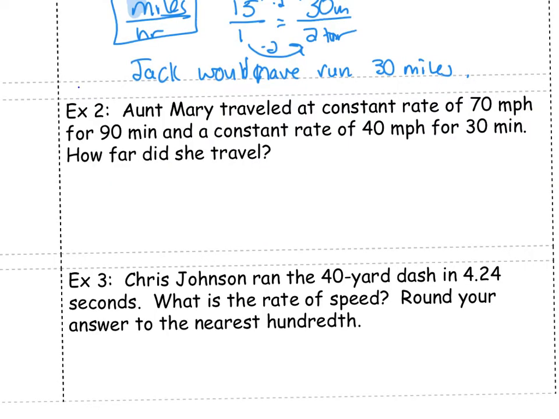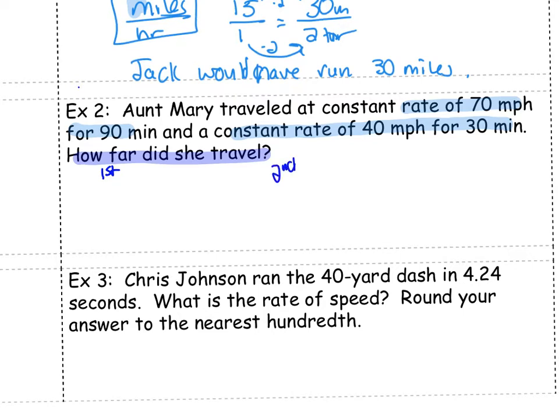All right, for this problem, Aunt Mary traveled at a constant rate of 70 miles per hour for 90 minutes. But then on a second part of her trip, a constant rate of 45 miles per hour for 30 minutes. And my question is, how far did she travel? So we have to figure out each part of the trip. So there's the first part and there's the second part.